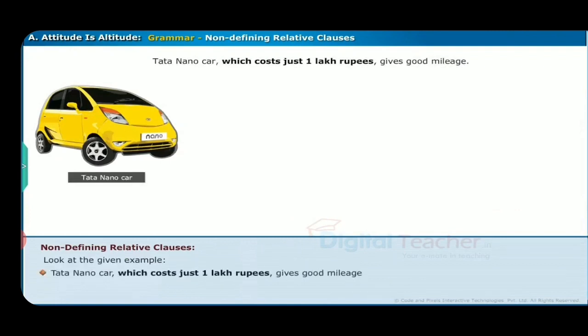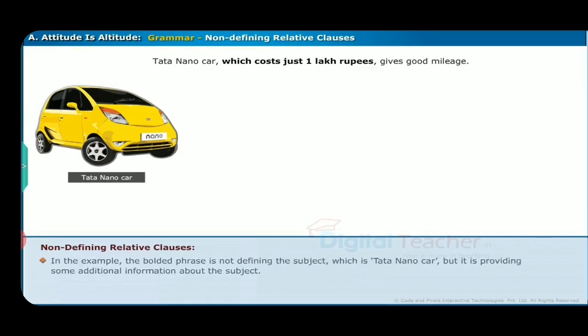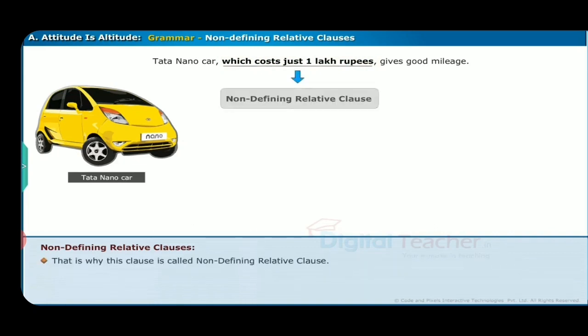Now, let us learn about non-defining relative clauses. Look at the given example. Tata Nano car, which costs just 1 lakh rupees, gives good mileage. In the example, the bolded phrase is not defining the subject, which is Tata Nano car, but it is providing some additional information about the subject. That is why this clause is called non-defining relative clause.